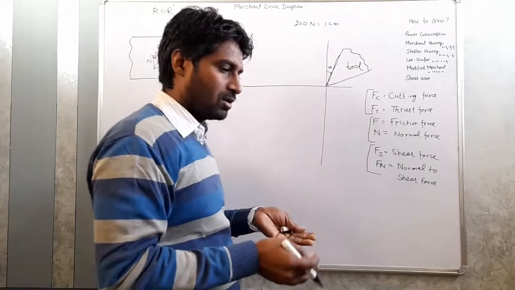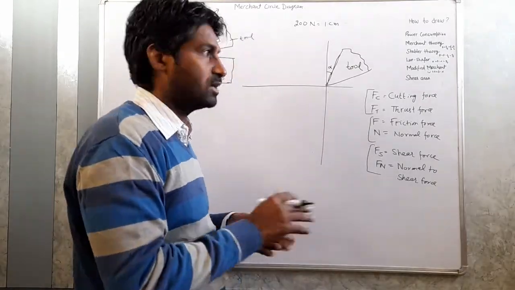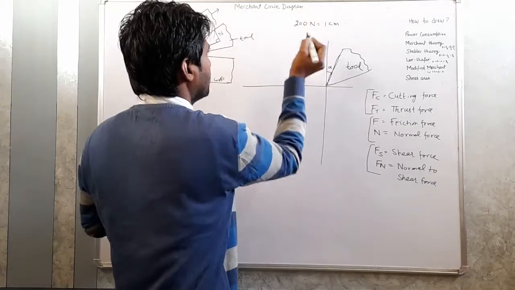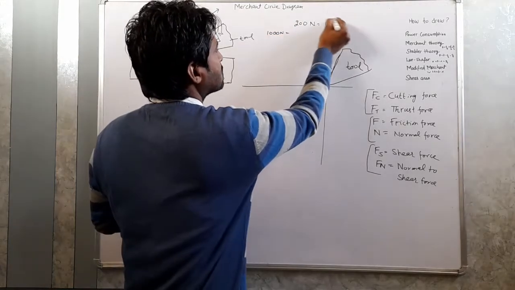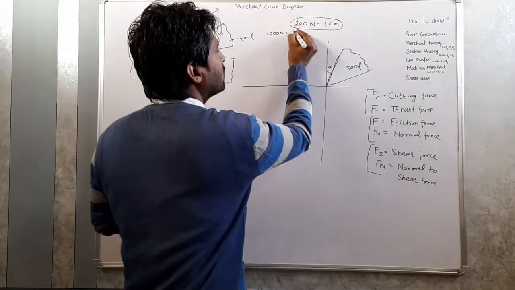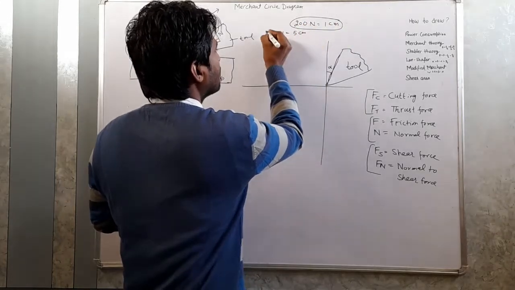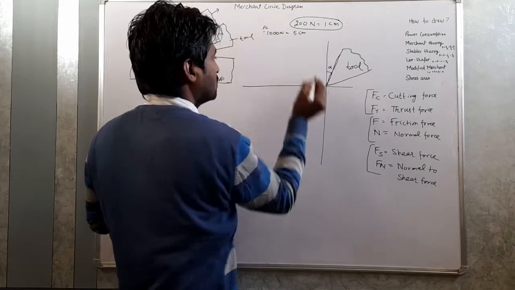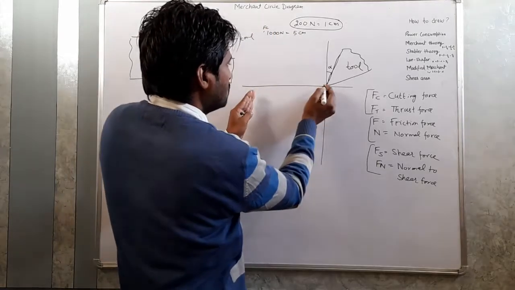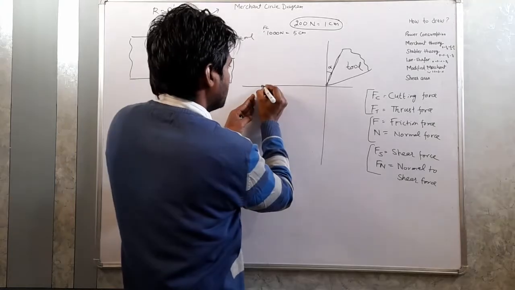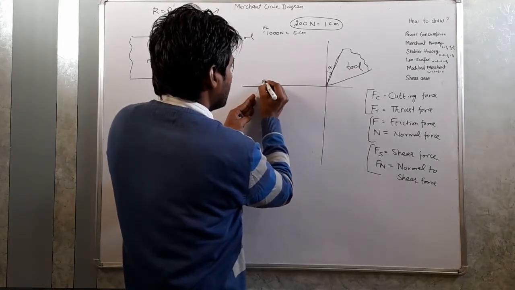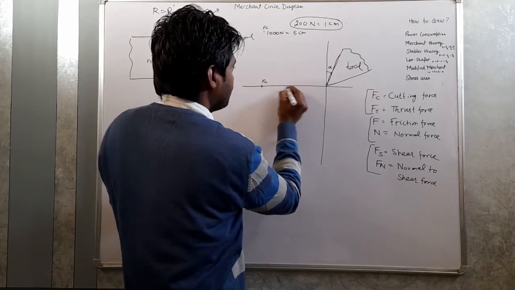Suppose by dynamometer we have measured the force, and its value is equal to, let's suppose, 1000 Newton. According to this scale, that will be equal to 5 centimeter. This is the value of Fc, the cutting force. So on the x-axis, let's suppose this is 5 centimeter, Fc.